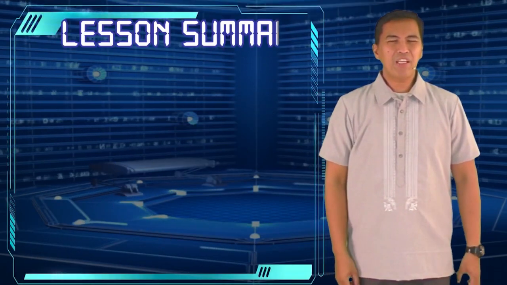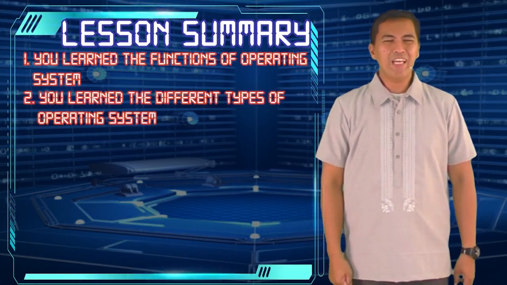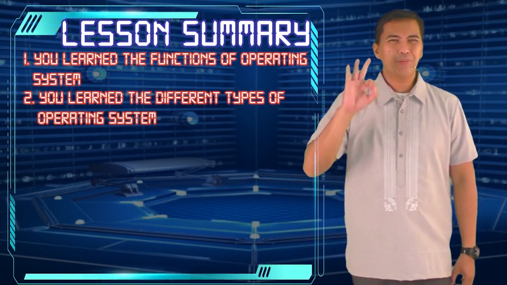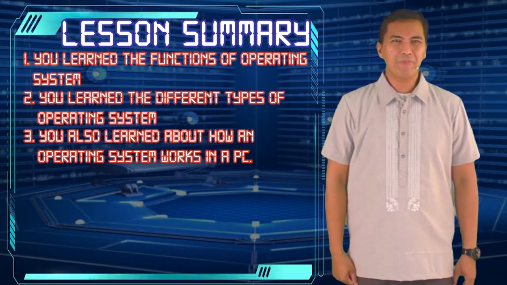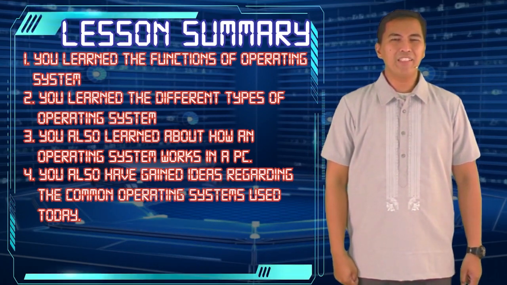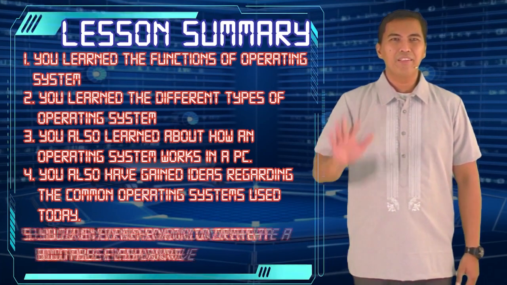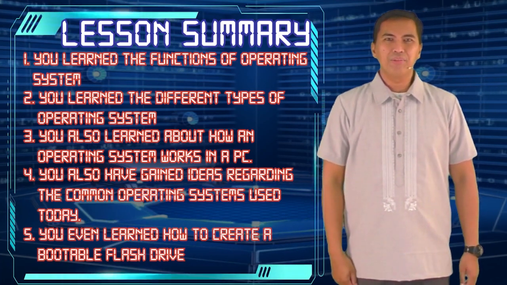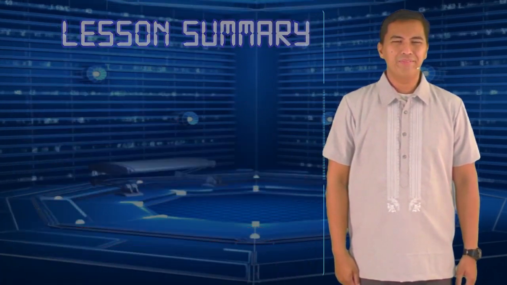Fernandino teens, let us sum up what we have learned for today. 1. You learned the functions of operating system. 2. You learned the different types of operating system. 3. You also learned about how an operating system works on a PC. 4. You also have gained ideas regarding the common operating systems used today. 5. And lastly, you even learned how to create a bootable flash drive OS installer.